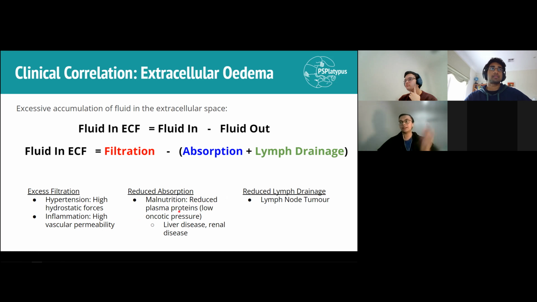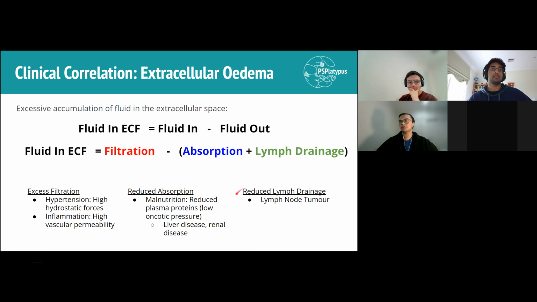And so that's what happens in liver disease and renal disease. I think on the slide below, I also described in the notes that renal disease is because you're losing the proteins through the urine, which is why you're having this also occurring there.